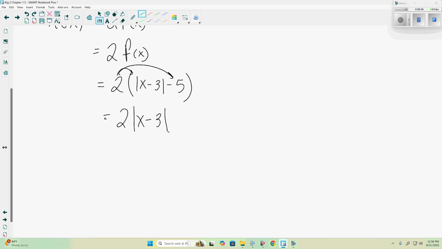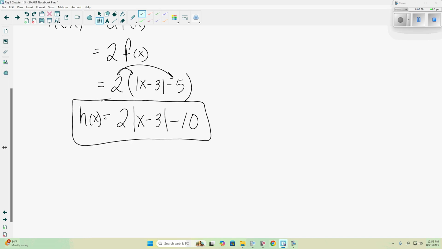We're not going to multiply the 2 through. It's just going to go up front. 2 times negative 5. Negative. That's it. Questions on this here? We're ready for the next one.